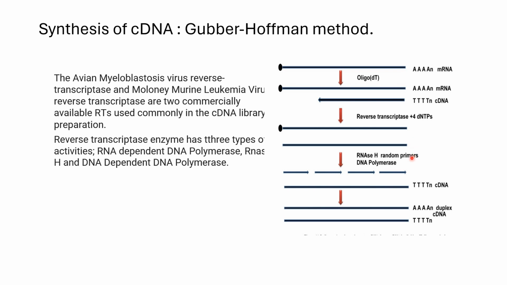Now to digest the mRNA molecule, RNase H is used, and RNase H cuts the mRNA molecule from the cDNA-RNA hybrid, and these small strands of the mRNA now serve as the template. And using this template in the presence of the four dNTPs, the second strand of the cDNA is synthesized. Now this is the picture of a double-stranded cDNA.